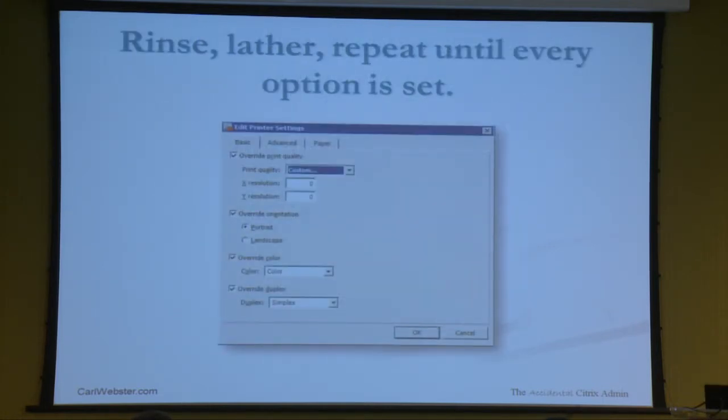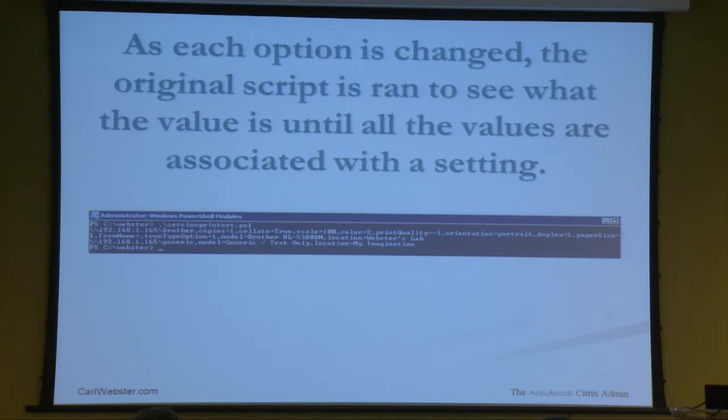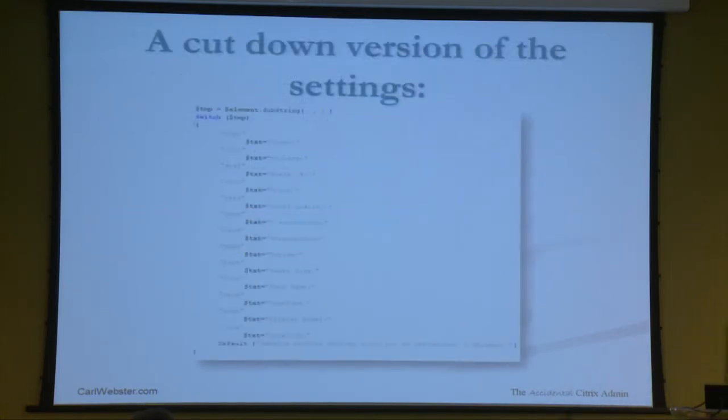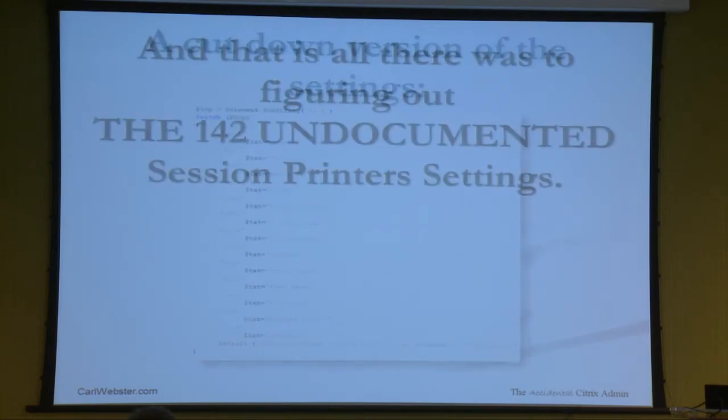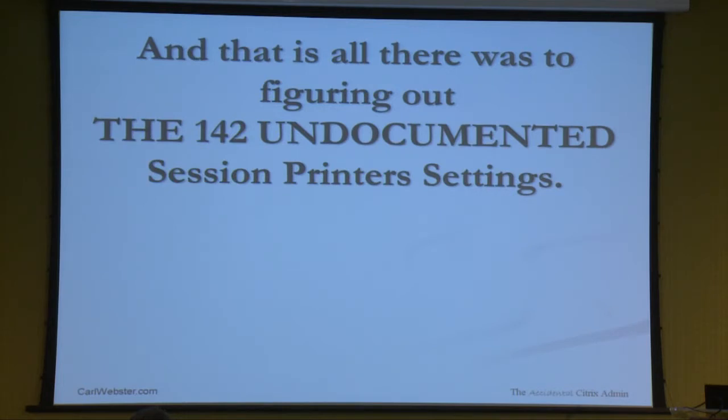Now I have to go through and rinse, lather, repeat until every single one of these options are set. And I keep running the script and figuring out what all the different names are, since Citrix didn't document them. I know that, okay, there's copies, collate, scale, so on and so forth, until, boom, there's the outline for all the session printer properties. And that's all there was to figuring out the 142 undocumented Citrix policy settings for session printers.